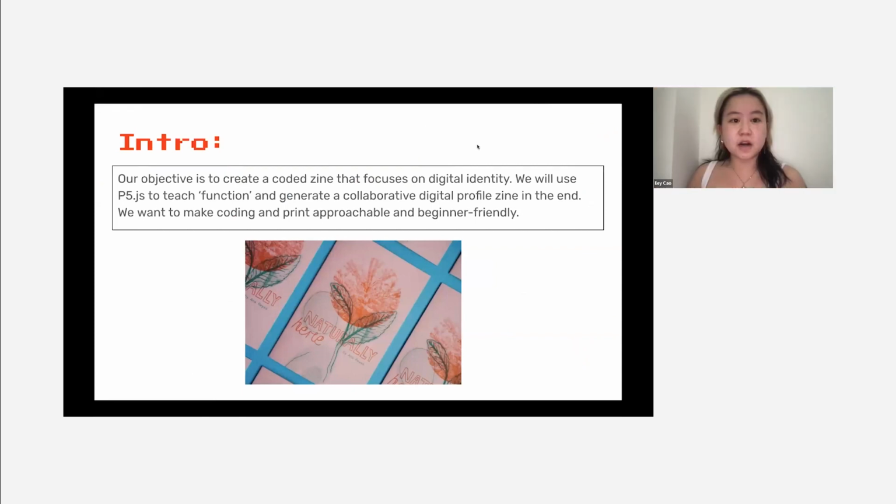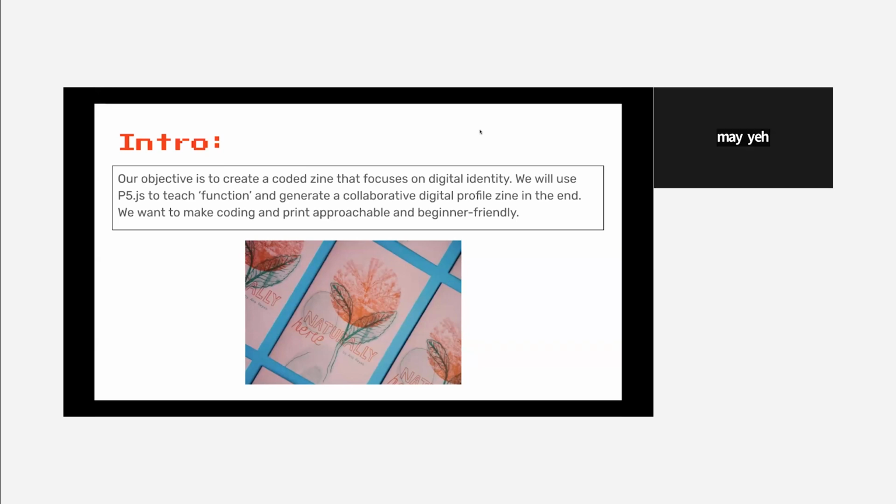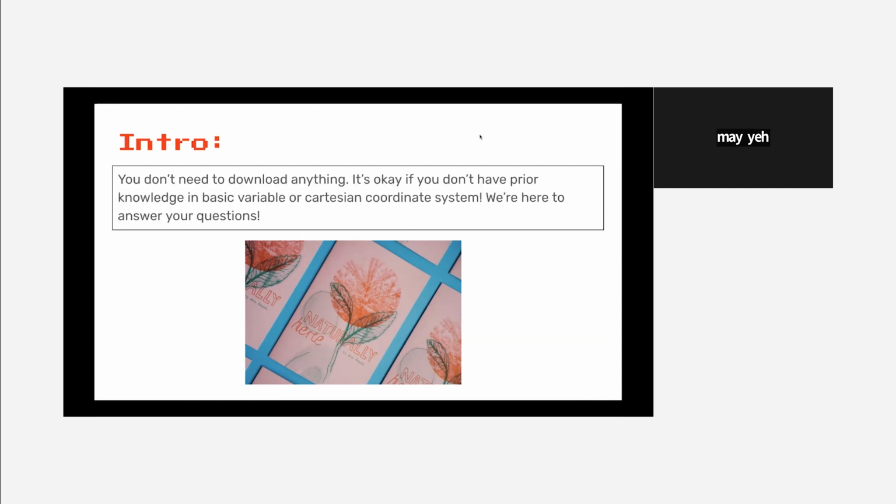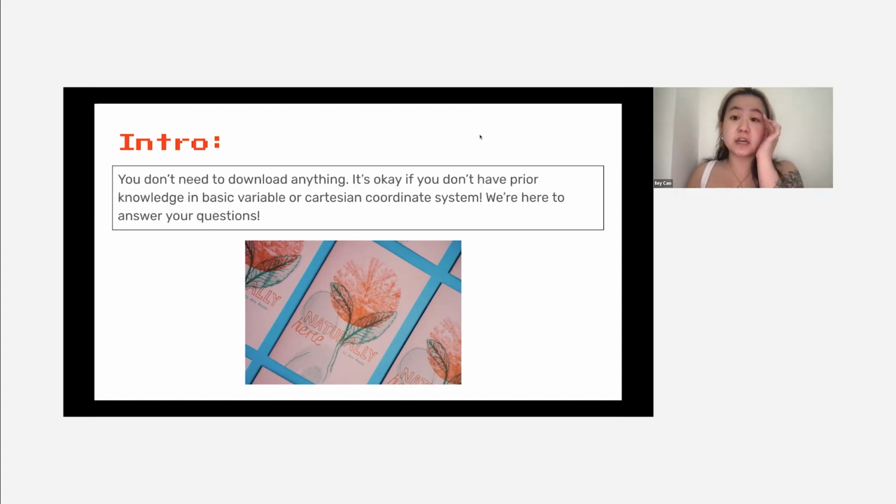Our objective here is to create a coded zine that focuses on digital identity, and we'll use p5.js to teach functions and generate a collaborative digital profile zine. We want to make coding and print approachable and beginner friendly. You don't need to download anything, and it's okay if you don't have prior knowledge of basic variables or coordinate systems. We're here to answer all your questions.